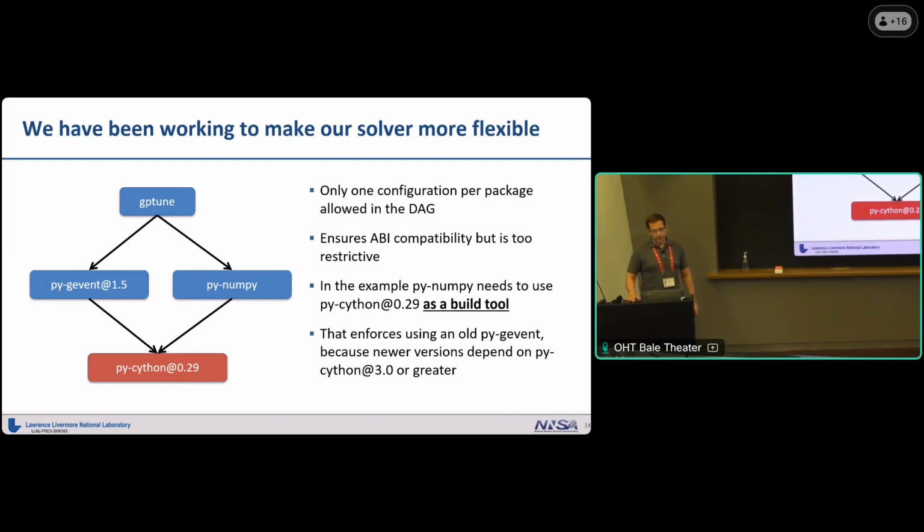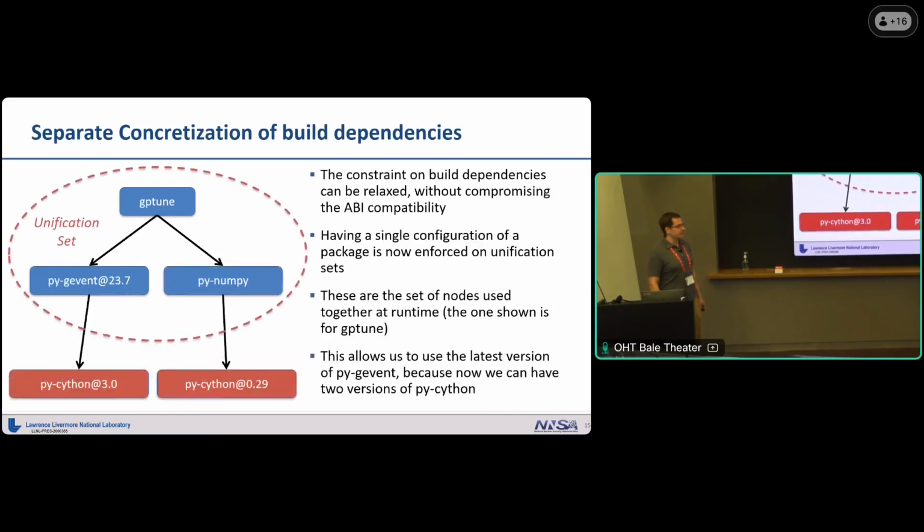Here's an example. So you have GPTune, you have PyGevent, you have PyNumPy. Spack will detect that there is a build dependency on PyCython. And so it's going to hold back this gevent to an older version that it could build, because it's going to need to pin that dependency. And as we know, this doesn't really matter because the Python ABI doesn't exist. It's Python, so it's an interpreted language. You don't actually need to make sure that you built the packages with the exact same Python.